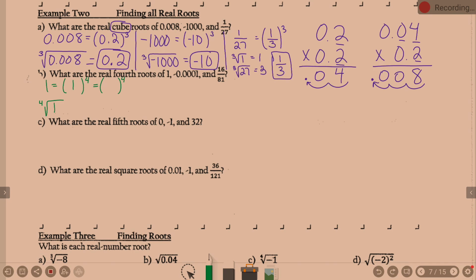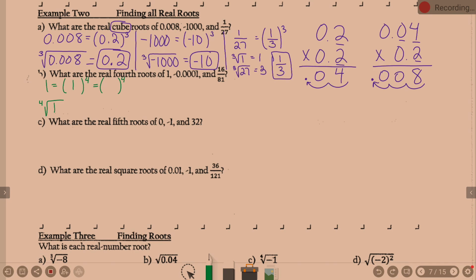Now, technically, what do you know the square root of -1 is? If we're allowed other answers, it'd be i, right? Because the square root of -1 is i. But we only are talking about the reals. So this is no real roots.